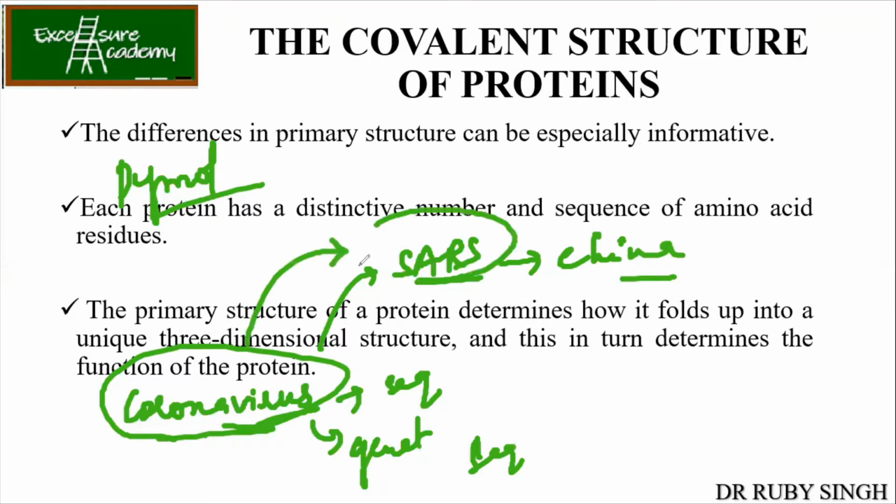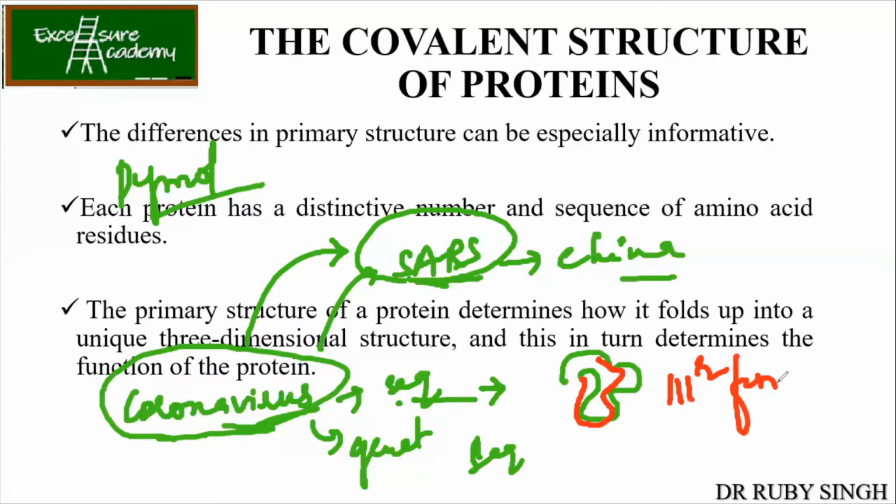So already the SARS structure is available. The virus which causes SARS, its structure and proteins are available. What they have done is sequence and align the structures along with the known one. Suppose this is the structure of one protein and this is the structure of another protein. Even if they are not completely overlapping, at least I can say that it is going to have a similar function.